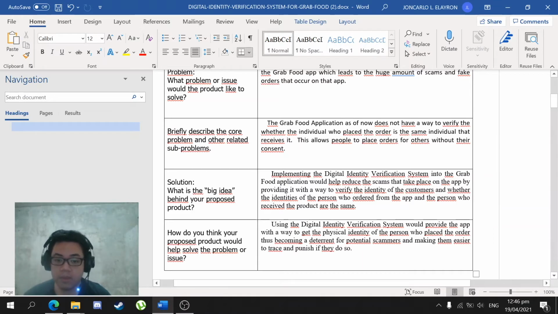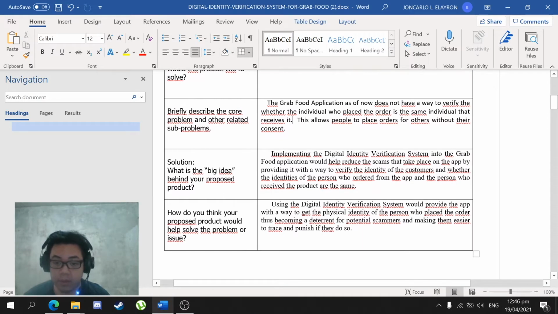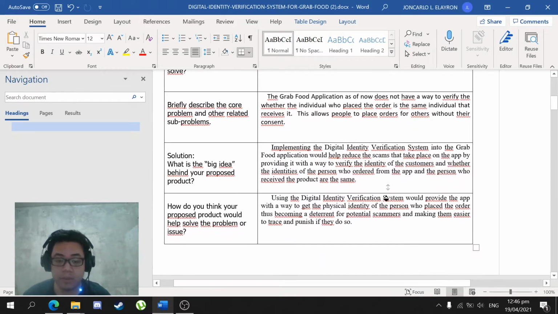So what is the big idea behind your proposed product? Implementing the digital identity verification system into the GrabFood application would help reduce the scams that take place on the app by providing it with a way to verify the identity of the customers and whether the person who ordered from the app and the person who received the product are the same.